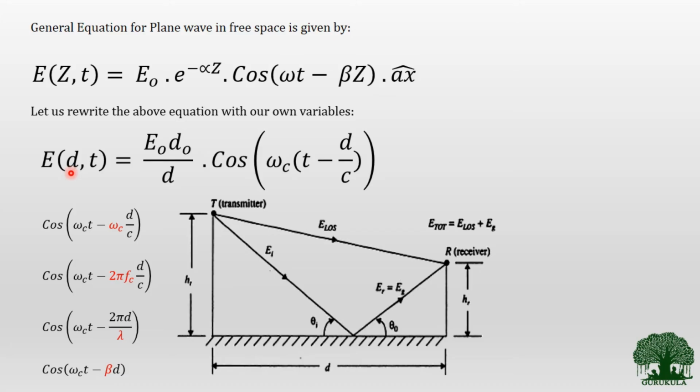So now we can go ahead and formulate what will be the E field for the line of sight signal and what will be the E field for the reflected signal. I will consider that the distance traveled by the line of sight signal is d prime, and the distance traveled by the reflected wave is d double prime. When I replace d with d prime and d double prime, I can find out the E field for the line of sight signal as well as the reflected signal.